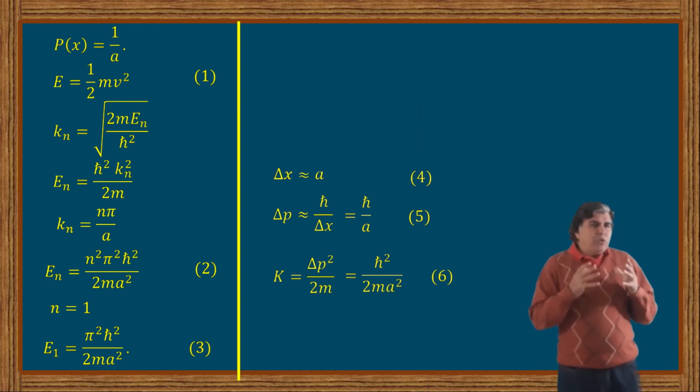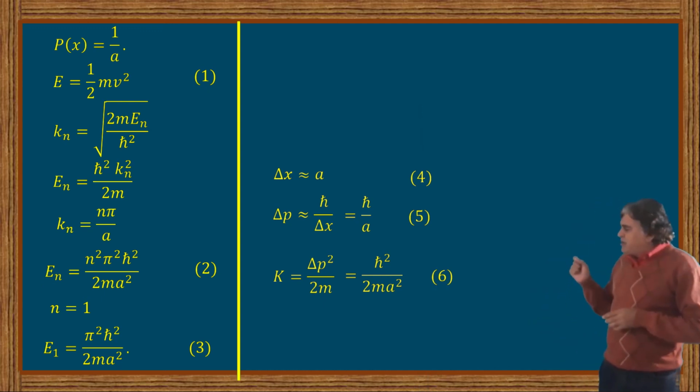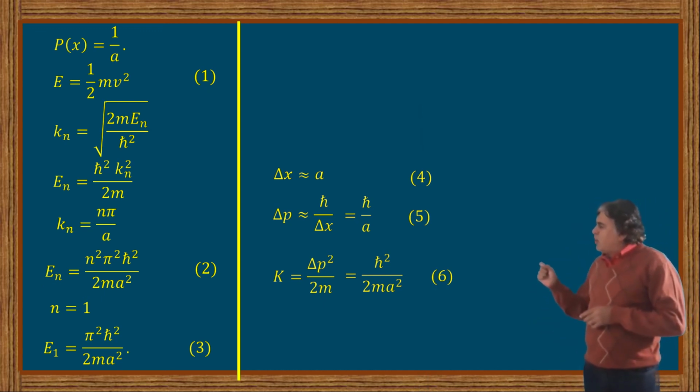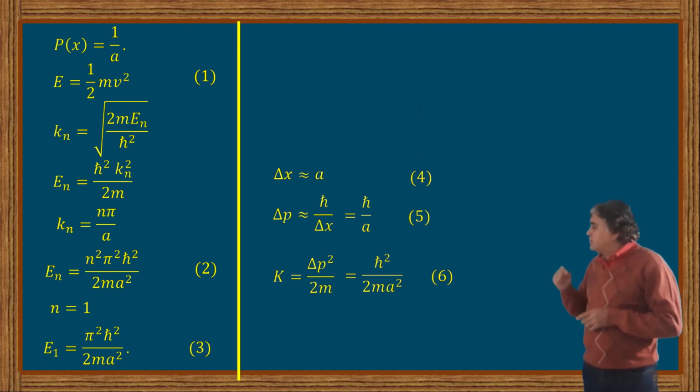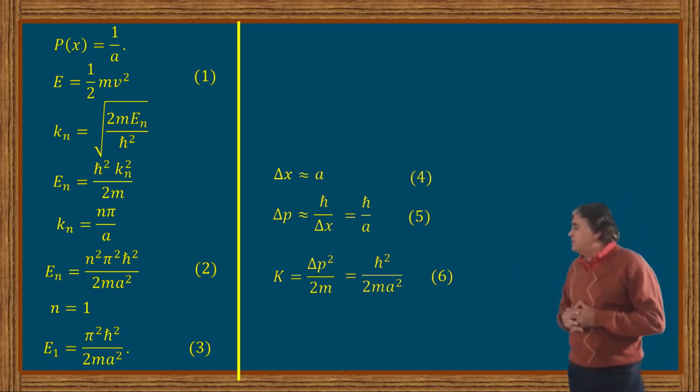If we carefully look, the result of equation 6 at least qualitatively agrees with the value of E1, the energy for the ground state, which was written in equation 3.